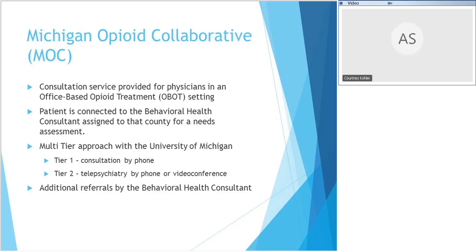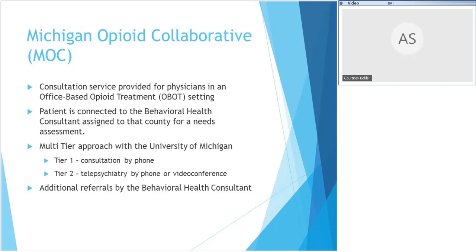So through this Michigan Opioid Collaborative, the patient is connected to a behavioral health consultant that is assigned to that county for a needs assessment. The limitation, since we're just starting this, is that we're only going to be providing services in 4 counties down in southeast Michigan that are kind of the surrounding Detroit area. So it would include Ann Arbor, where the University of Michigan is. There's a couple of primarily rural counties down there that they'll be serving, and Monroe.